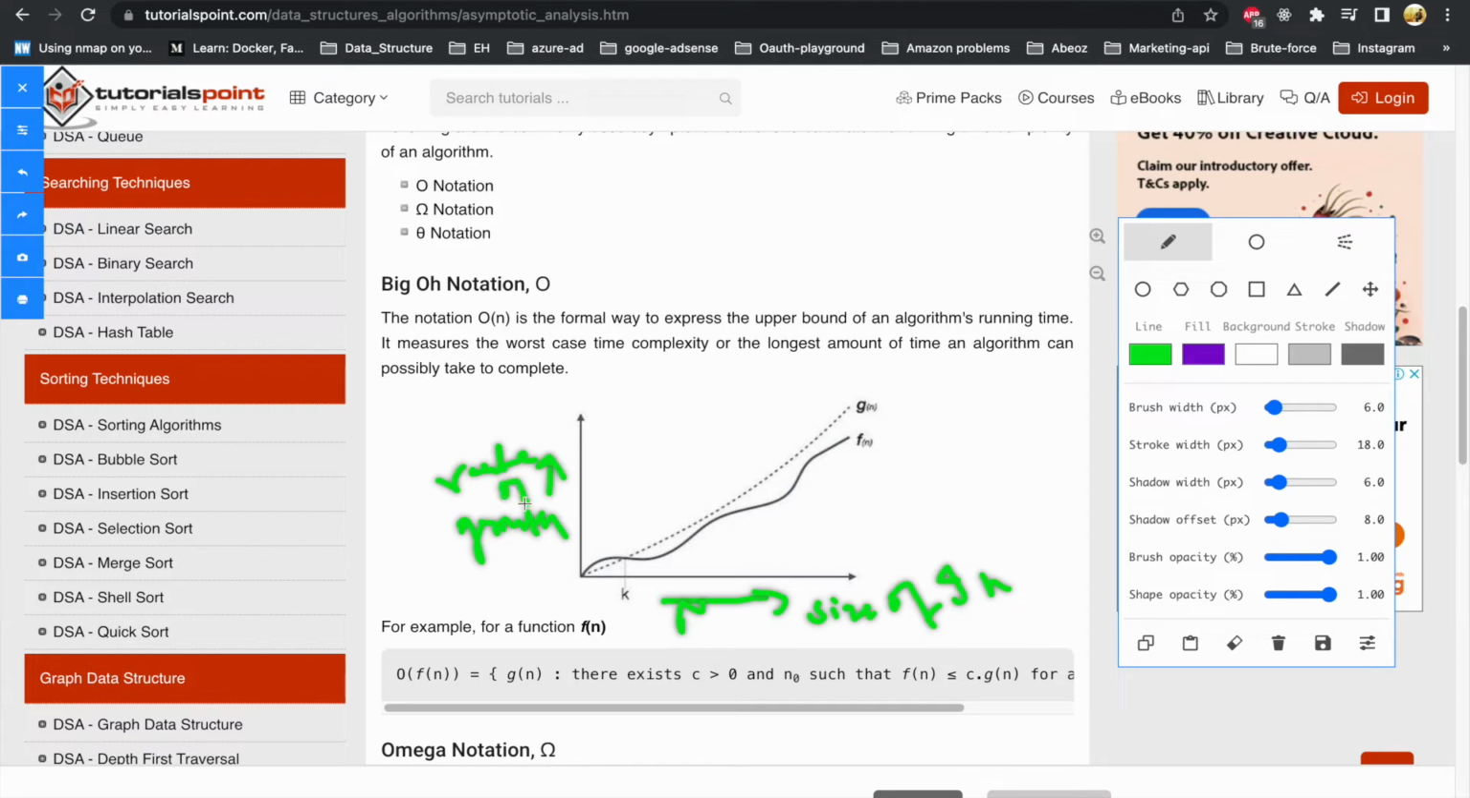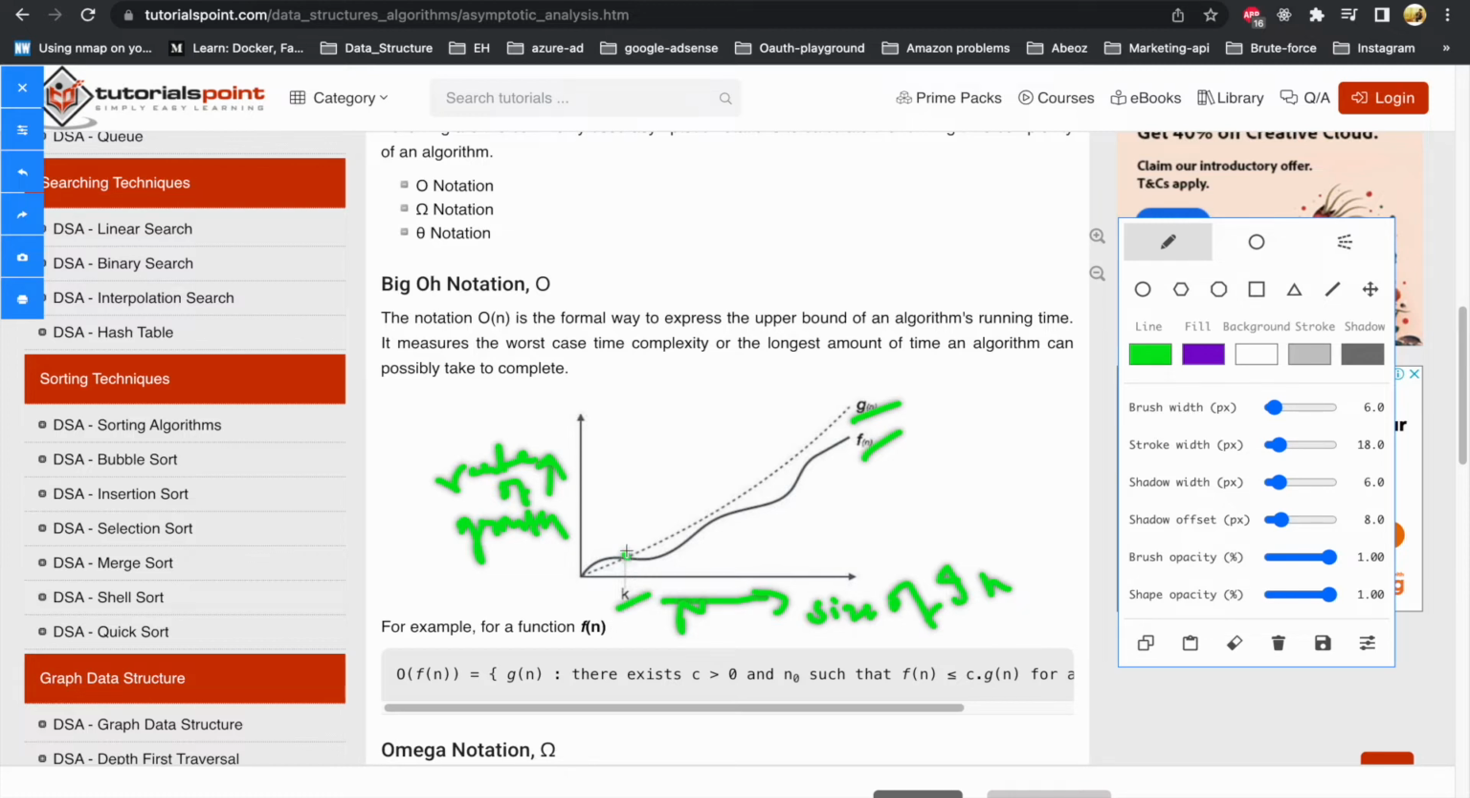This is rate of growth. So we have g of n and f of n here, and we have k here. At this point, this is the break-even point. Basically, k is a break-even point.